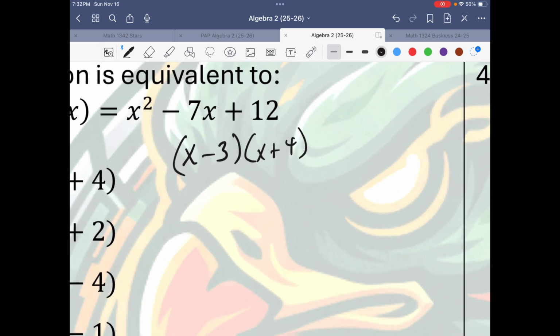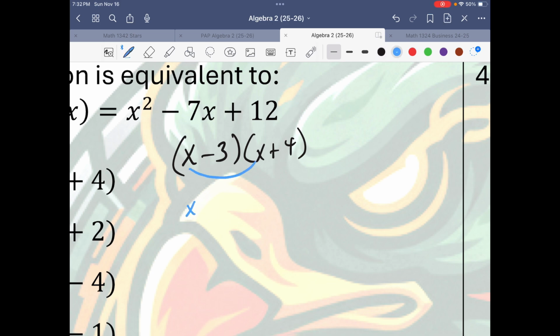And then you start doing full method. X times x is x squared. X times a positive 4 is positive 4x. Negative 3 times x is negative 3x. And then a negative 3 times 4, that's a negative 12. Now if you notice right here in the middle, you can fix this. That's a positive 4x, and that's a negative 3x.